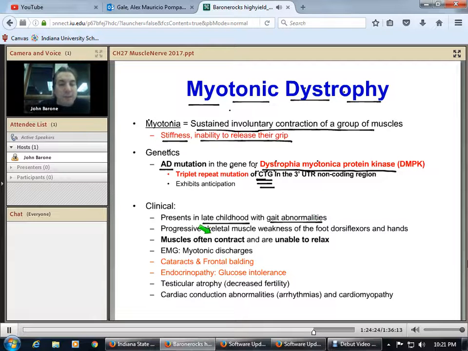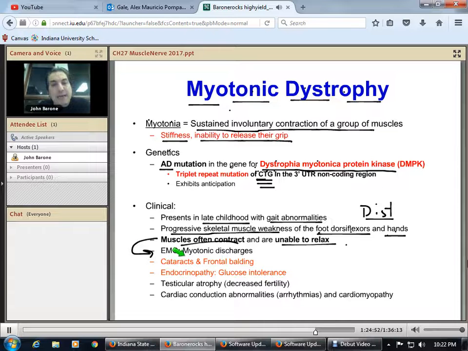Now clinical, it usually presents in late childhood with gait abnormality. So you have trouble walking. And it's a progressive muscular weakness, usually of the dorsiflexors of the foot and hands. So it's distal. It's more distal weakness here. So that's a little different. Now, the muscles often will contract for no reason, and they're unable to relax them. That's the episodes of myotonia. But long term, they get weakness.